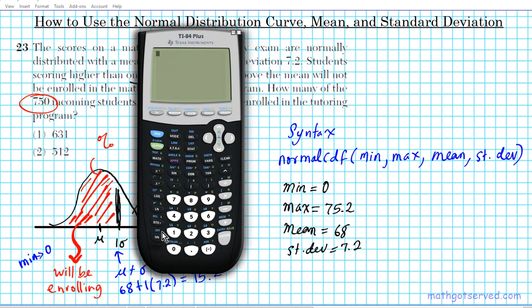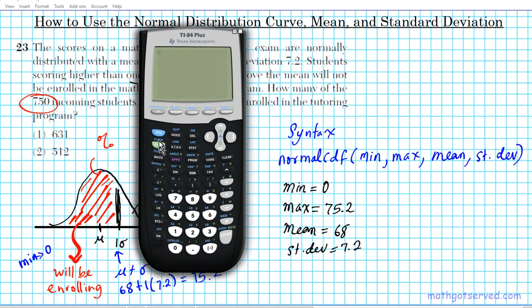We're going to be using the TI-84. Go to second function variables to access the distribution feature. Scroll down to normal cumulative density function, hit enter. Now, syntax: minimum 0, comma, maximum is 75.2, the mean is 68, and the standard deviation is 7.2. Enter. It tells us that 84.13% of the population fall here.